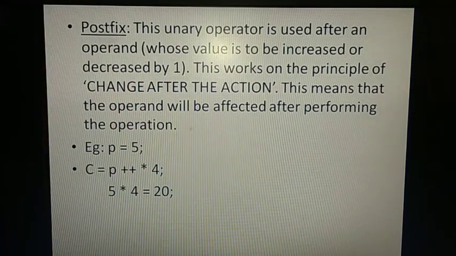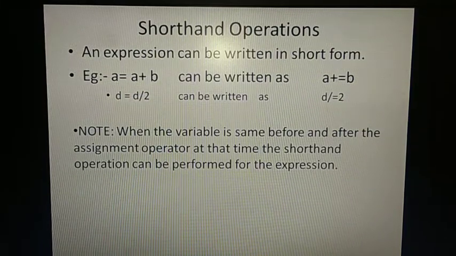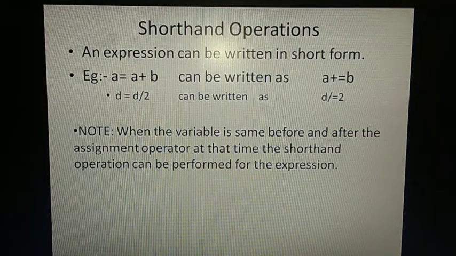Cleared? Yes. So after this I will continue with my next topic, that is shorthand operators. From here I will explain in the next video for you.